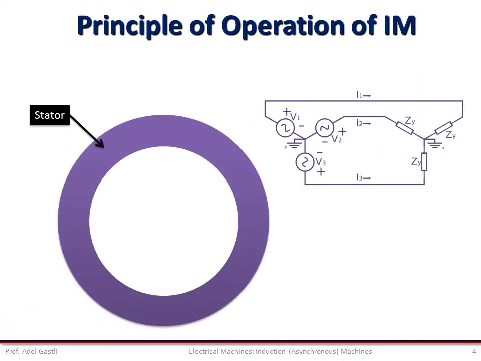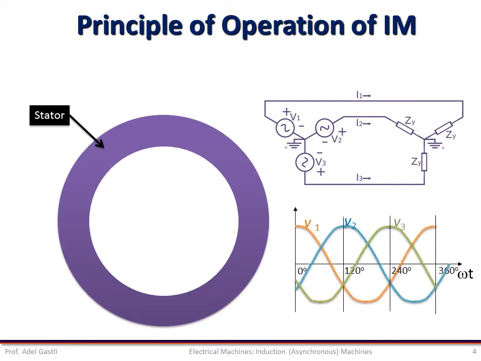A three-phase voltage is usually applied to the three-phase stator windings. Note that the three-phase voltages are time-shifted by 120 degrees in a three-phase system, and the three-phase stator windings are shifted from each other in space by 120 degrees. This combination of time and space shifts, 120 degrees each, creates a rotating magnetic field inside the stator that rotates at a speed called the synchronous speed.